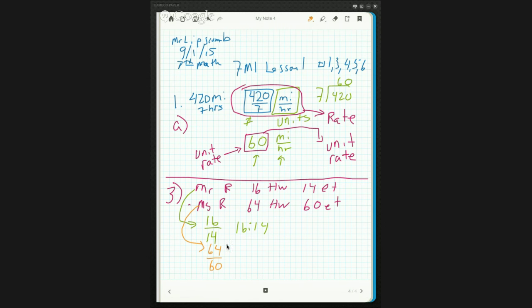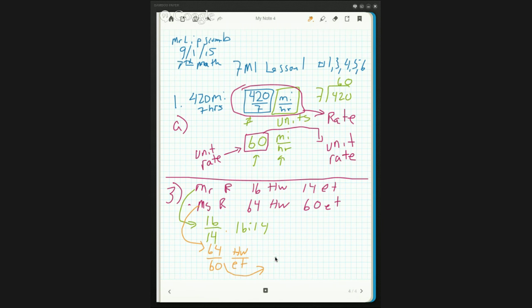So we can write this one, and I'll just write Mrs. R's here as homework to exit tickets. Homework to exit ticket ratio. So this would be her units, and this would be the number part of our rate. Now remember, the way that we need to compare rates is we simplify or divide to the unit rate.